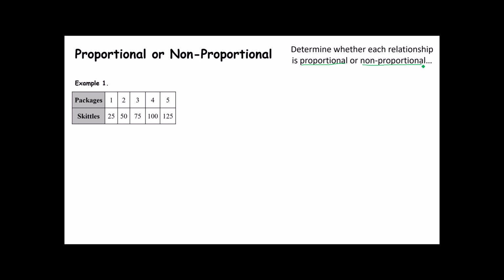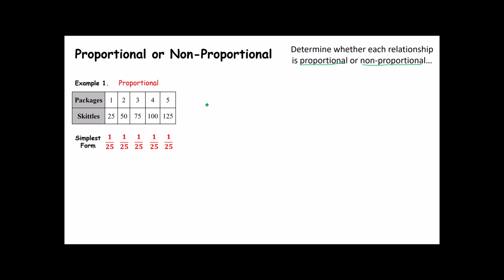Again, you could have chosen any of the 5 methods. In this case, I happen to choose putting these in simplest form because when I look at these, I can very easily simplify 2 over 50, 3 over 75. These are all pretty easy numbers to simplify. So I happen to notice they all simplify to 1 over 25. So I can tell you that this one is proportional.